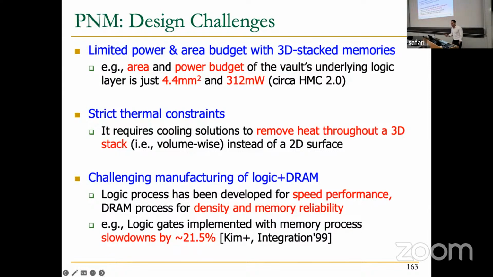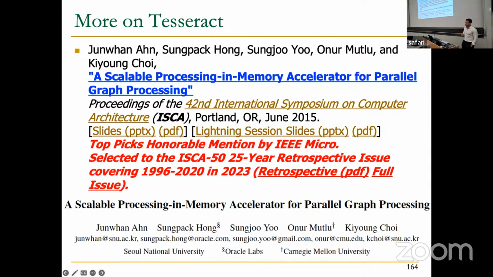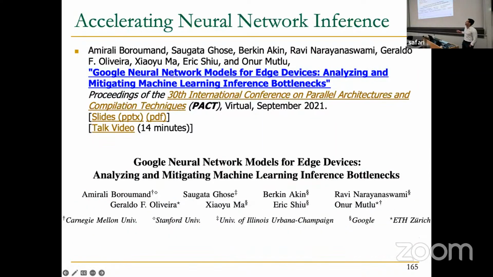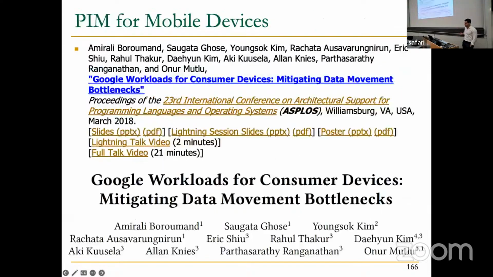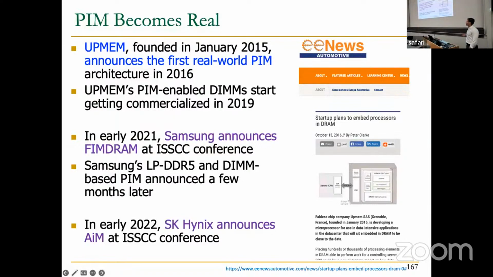Even though that might be challenging, it's feasible. So all of those works that Onur mentioned, for example, the Tesseract paper, the Google neural network acceleration for Google Edge TPUs, and for Google workloads for consumer devices, all of those papers, we try to deal with those trade-offs. And in the end, we can manage a design point which provides us more performance or energy efficiency compared to the baseline CPUs or accelerators.